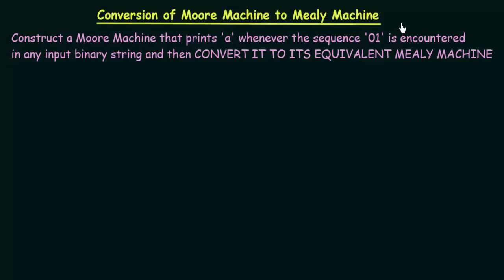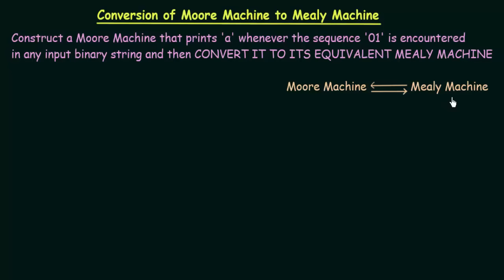Till now we have studied about Mealy machines and Moore machines, and from this lecture we will be studying about conversion of Moore machine to Mealy machine. Before we start, let us understand that both Moore machines and Mealy machines are equally powerful and one can be converted to the other. That means a Moore machine can be converted to a Mealy machine and a Mealy machine can also be converted to a Moore machine.